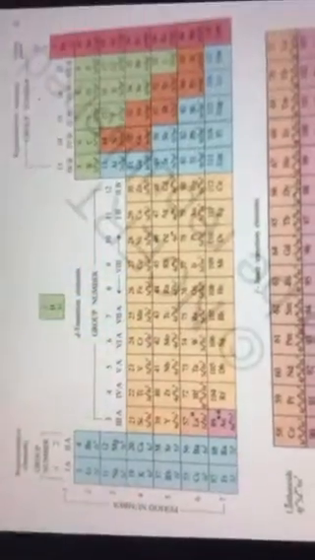Incidentally, the 14 elements of period 6 are called lanthanoids, and the 14 elements of period 7 are called actinoids. So once again, in the periodic table, group 1, group 2 is called S block, group 3 to 12 is called D block, group 13 to 18 is called P block, and in between group 3 and group 4, there are 14 lanthanides and 14 actinoids.